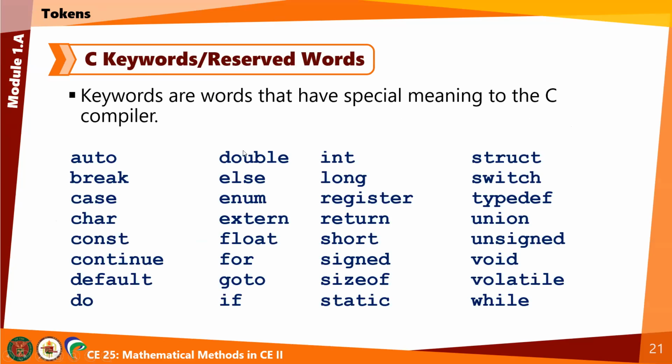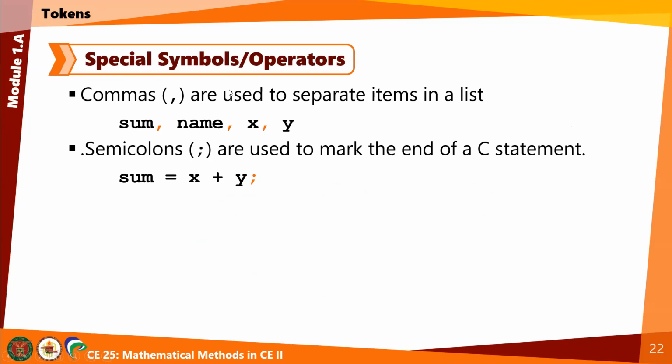Again, yung char, character, if, for, int, integer. Okay, special symbols, commas. So that is a special symbol. It is used to separate items on the list. And also semicolons are used to mark the end of a C statement. Ito yung isa sa mga pinaka-common na errors ng mga nagsisimula sa C because they forget to write semicolon after a line or a statement. So don't forget to write semicolon.